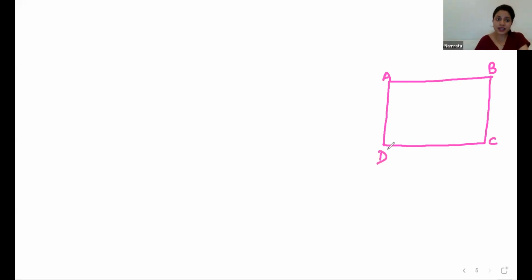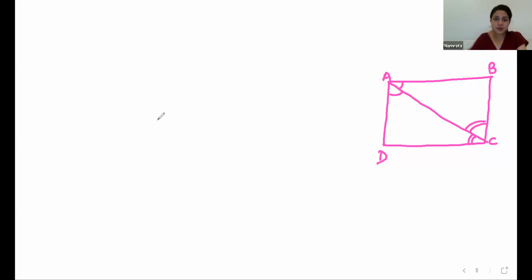ABCD is a rectangle. A, B, C, D. It's a rectangle, already given in the theorem. Now, in which diagonal AC bisects angle A and angle C. That too is given in the theorem only. All right. Show that ABCD is a square.